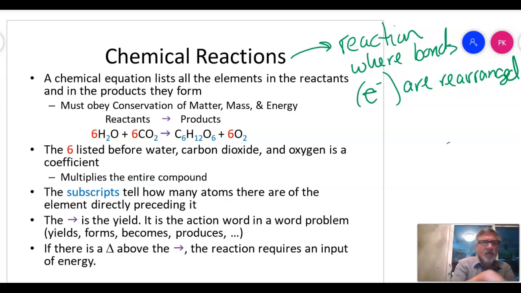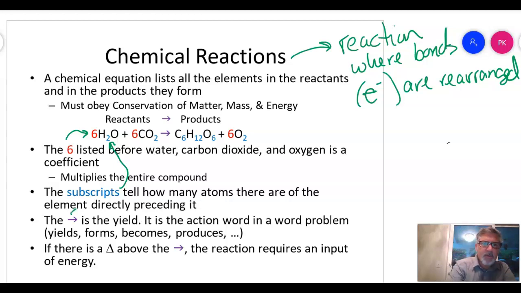So we have 6 waters, so the 6 here is a coefficient. A coefficient multiplies. If it's a big number in front of a chemical compound, then it multiplies, so it has 6 waters. Now the other number here is called a subscript. The subscript, that little blue number there, just multiplies the atom in front of it. So if I have 6 waters and I have 2 that multiplies hydrogen, I have 12 hydrogens.